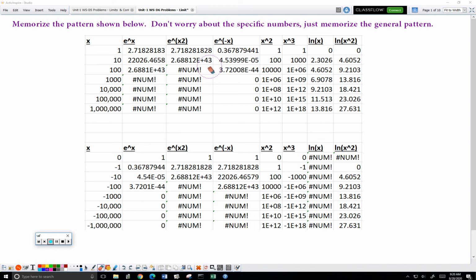This number, roughly 43 digits long, that's e to the 100th power. That's how fast exponentials grow.